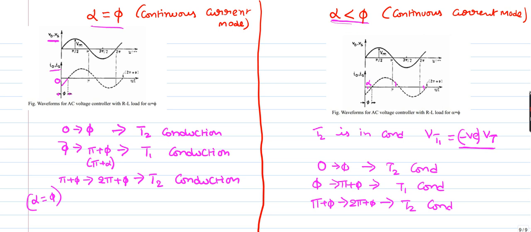So in both the cases, when alpha is equal to phi and alpha less than phi, we are not going to get any voltage control. In both the cases, V0 is equal to Vs. So there is no control over the output voltage in these two cases. Only the output current is having some phase shift with respect to source voltage. So these are the things we can observe in the continuous conduction mode in both cases, alpha is equal to phi and alpha less than phi. Thank you.